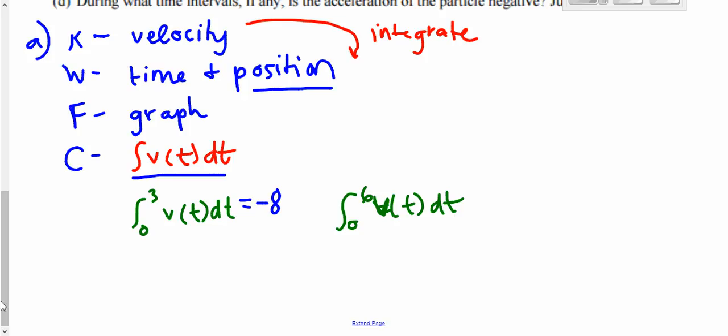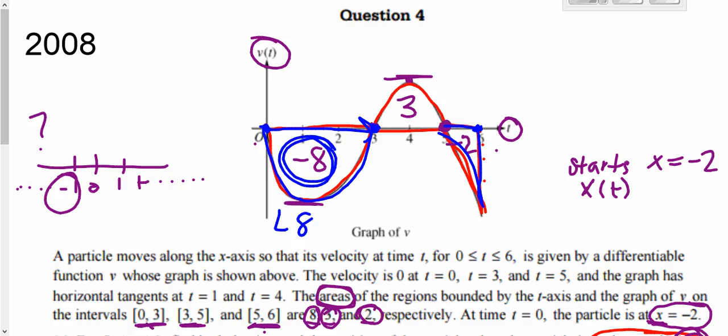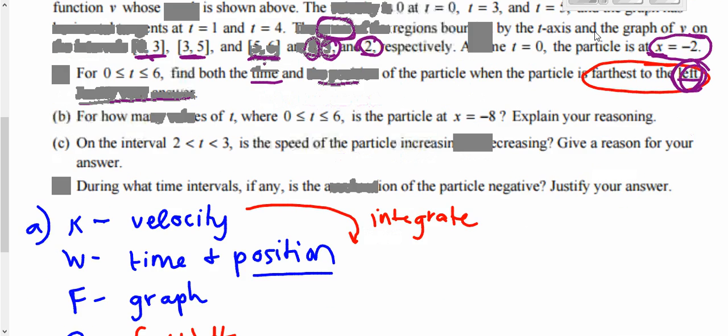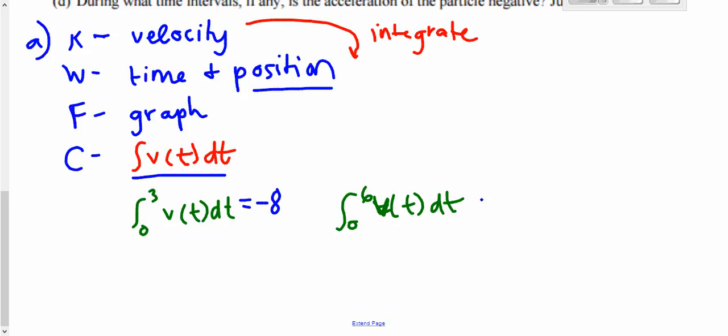And then from 0 to 6, we have to add up all these different areas. So we have -8, and then we add up the area plus 3, and then we add -2, which is just subtracting 2. So we have -8 plus 3 minus 2, and we get -7.